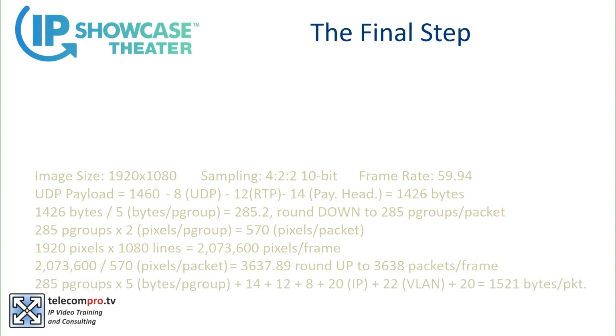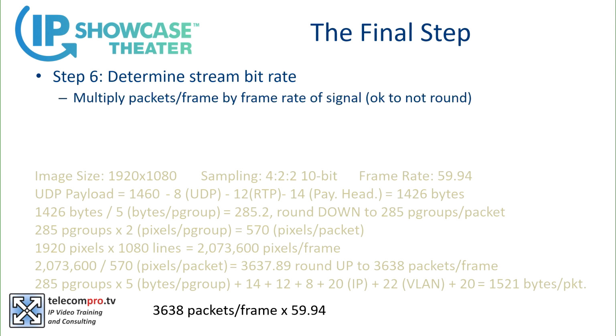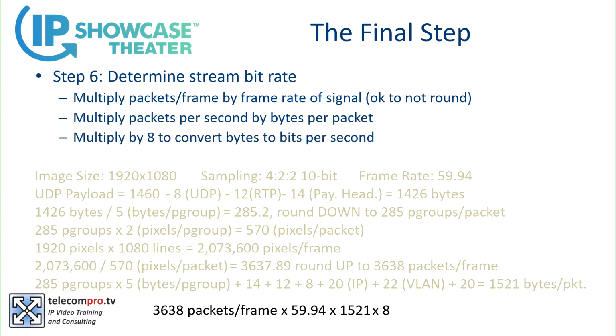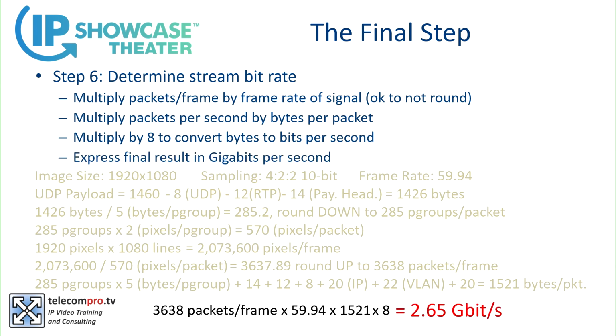Last step. We need to figure out the stream bit rate, packets per frame times the frame rate of the signal. So we knew we had 3638 packets per frame. We're going to multiply that by 5994, which gives the packets per second. Then we're going to multiply by the size of each packet. We're going to multiply that by 8 because we're going to convert from bytes back to bits. And we get our number, 2.65 gigabits per second.